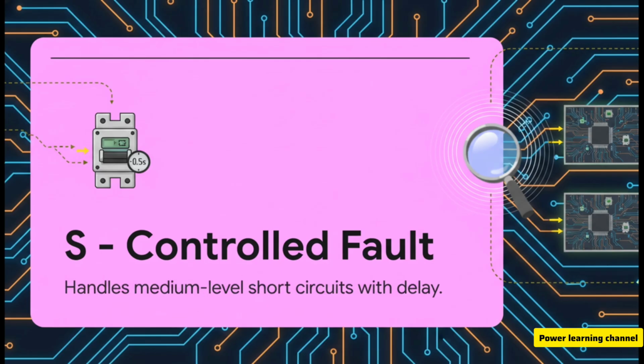Now you might be wondering, why delay? It's for system selectivity. S purposely waits a fraction of a second to see if a smaller downstream panel can clear the fault first. That way, you don't unnecessarily shut down your entire main facility for a localized problem.